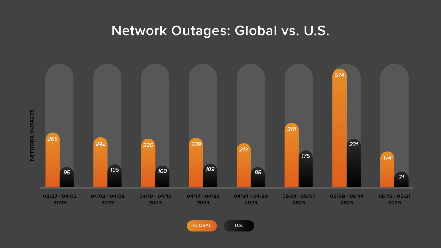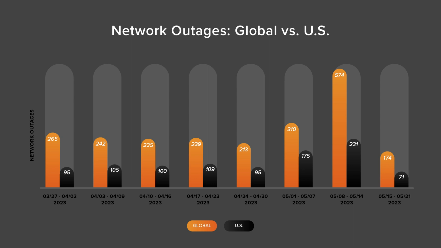Now, this pattern was reflected in the US as outages initially rose from 175 to 231. So this is a 32% increase when compared to that week of May the 1st to the 7th. Now, US outage numbers then dropped significantly from 231 to 71 the next week, which is a 70% decrease.